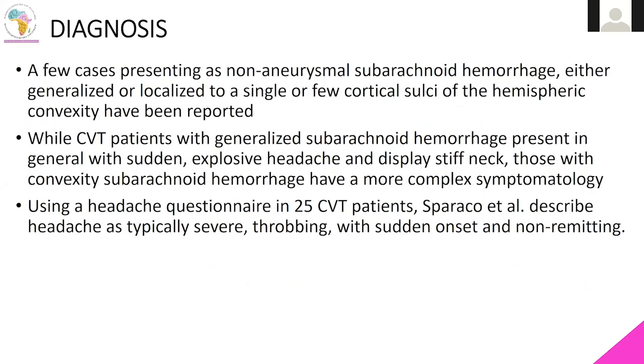Good. So a few cases presenting as non-aneurysmal subarachnoid hemorrhage, either generalized or localized to a single or few cortical sulci of the hemispheric convexity, have been reported. While CVT patients with generalized subarachnoid hemorrhage present in general with sudden explosive headache and stiff neck, those with convexity subarachnoid hemorrhage have a more complex symptomatology.